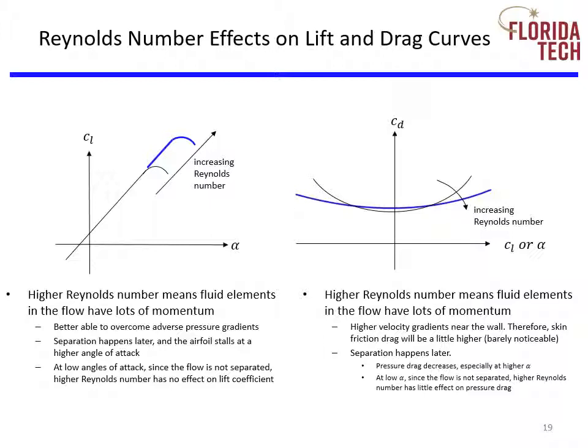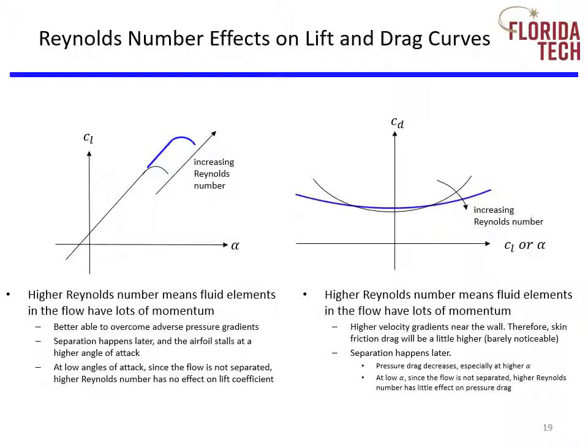The effect of Reynolds number on the skin friction drag is very small. A higher Reynolds number means higher velocity gradients near the wall. Therefore, the skin friction drag will be a little higher. This effect is small and is barely noticeable on drag curves.